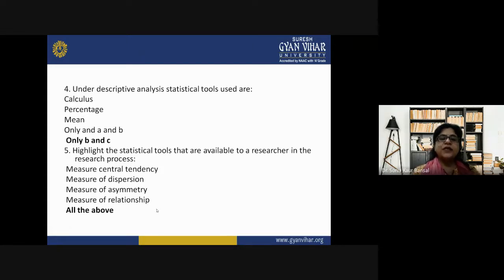Question number 4. Under descriptive analysis, which statistical tools are used? Understand, students, what is descriptive analysis? Descriptive analysis is used when you are giving the results of your variables in a descriptive way. So when you have to calculate percentage and mean, percentage and mean are important under descriptive analysis as a statistical tool.